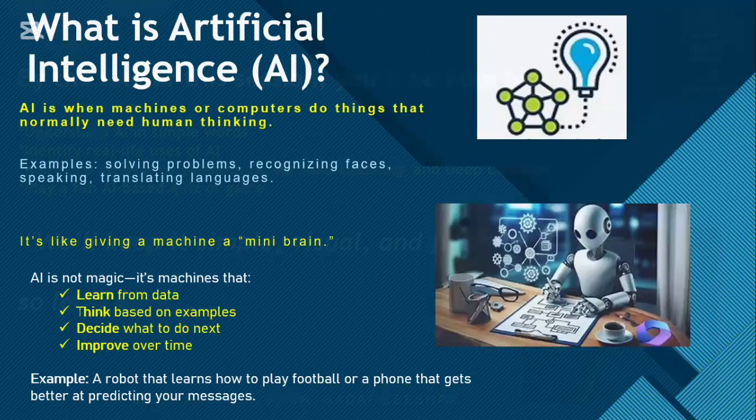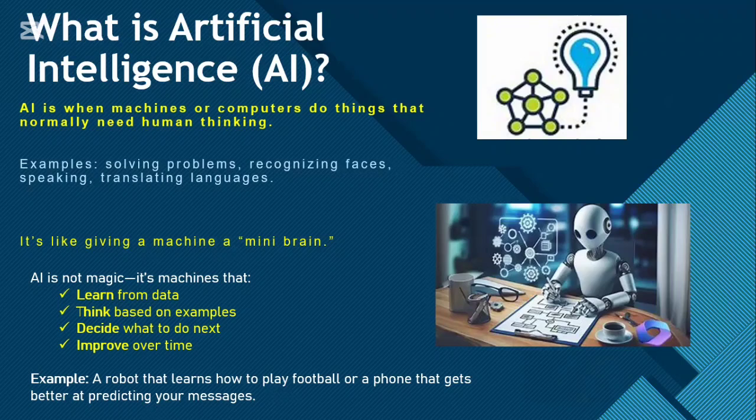So what is artificial intelligence? Artificial intelligence is when a machine or computer does things that normally need human thinking. For example, when you're solving a problem, recognizing faces, or speaking, you need your brain to do the processing. So when the computer is doing the processing or thinking, just like a human brain does, then artificial intelligence comes into action. It's like giving a machine a mini brain.